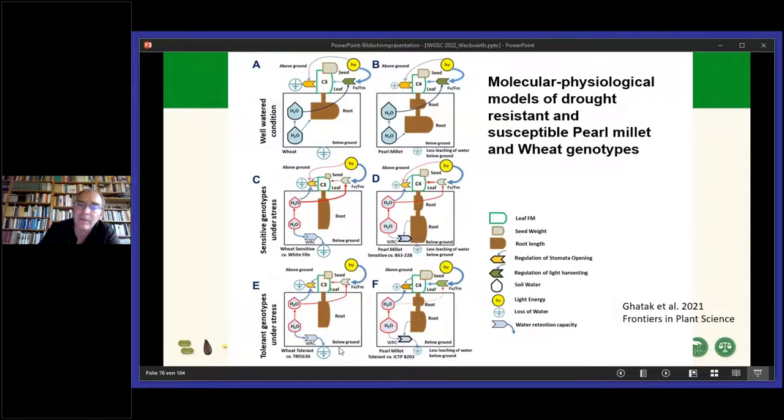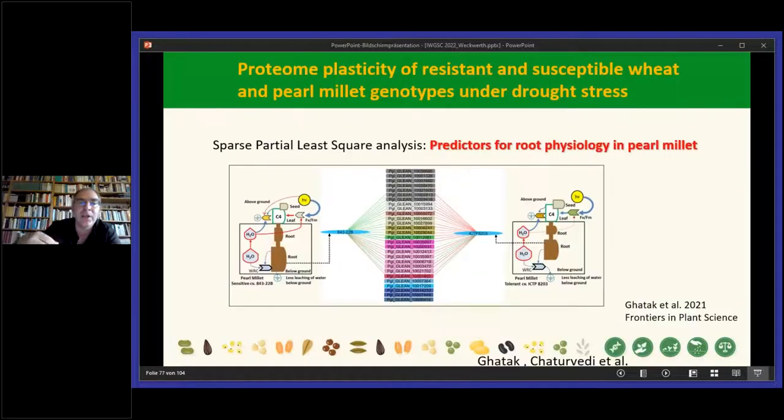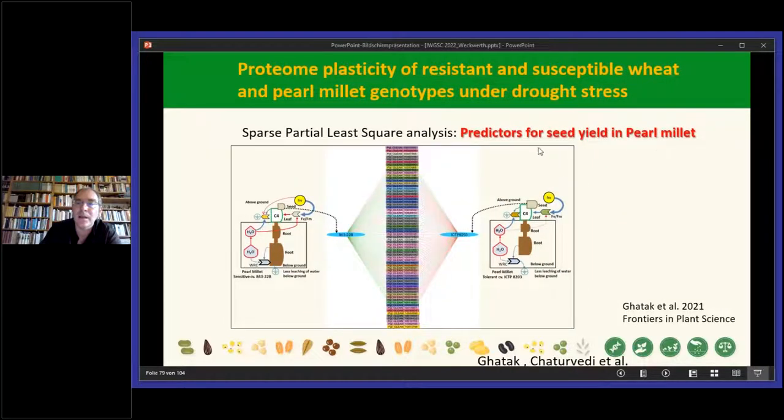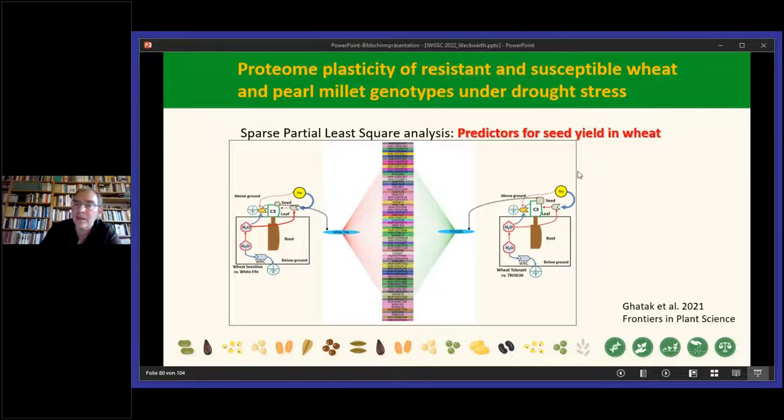Based on this really detailed physiological characterization, we are now able to correlate, to do a linear regression of all these parameters against protein predictors. So we identified many proteins which were strong predictors for root physiology in pearl millet and in wheat, predictors for seed yield in pearl millet, and predictors for seed yield in wheat. You can now extend this to any kind of parameter, for instance photosynthetic activity.